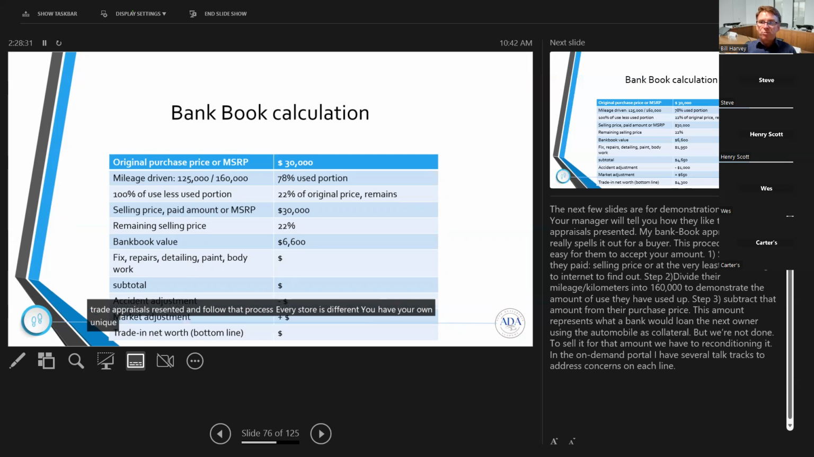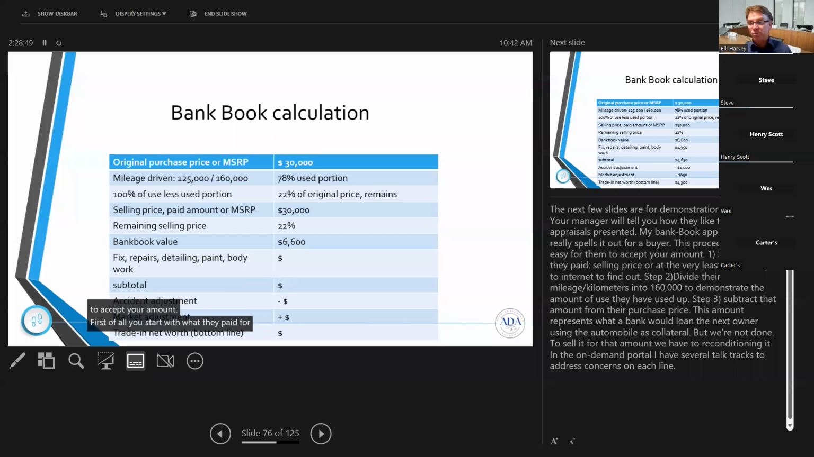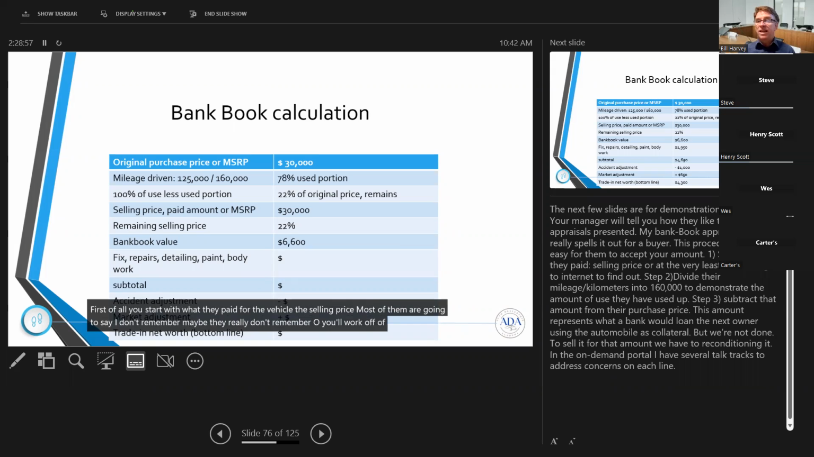My bank book appraisal process, and it's just a name, that's all it is, really spells it out for the buyer. The procedure makes it easy for the shopper to accept your amount. First of all, you start with what they paid for the vehicle, the selling price. Most of them are going to say, I don't remember. Maybe they really don't remember. So you'll work off of MSRP. You can go to the internet and find out what that is.